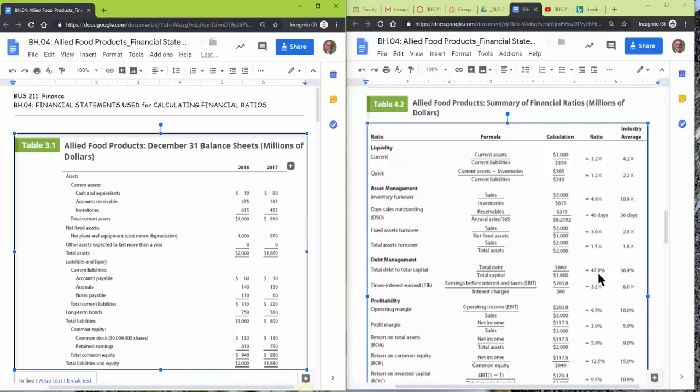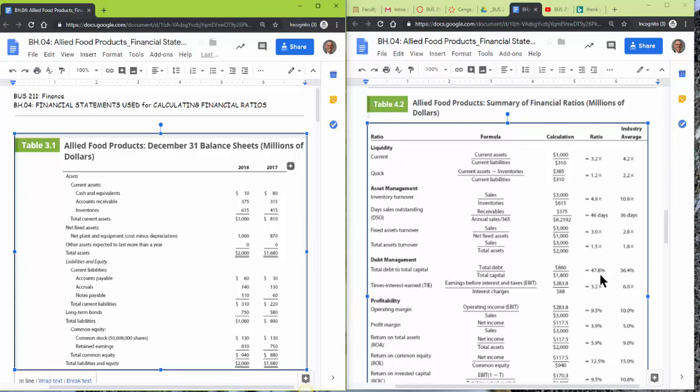Comparing the 47.8 cents of debt for every dollar of financing for Allied Food Products to its industry, 36.4 cents in debt for every dollar of capitalization, indicates that the Allied Food Products Company uses more debt than its competitors. It is a higher leveraged company.